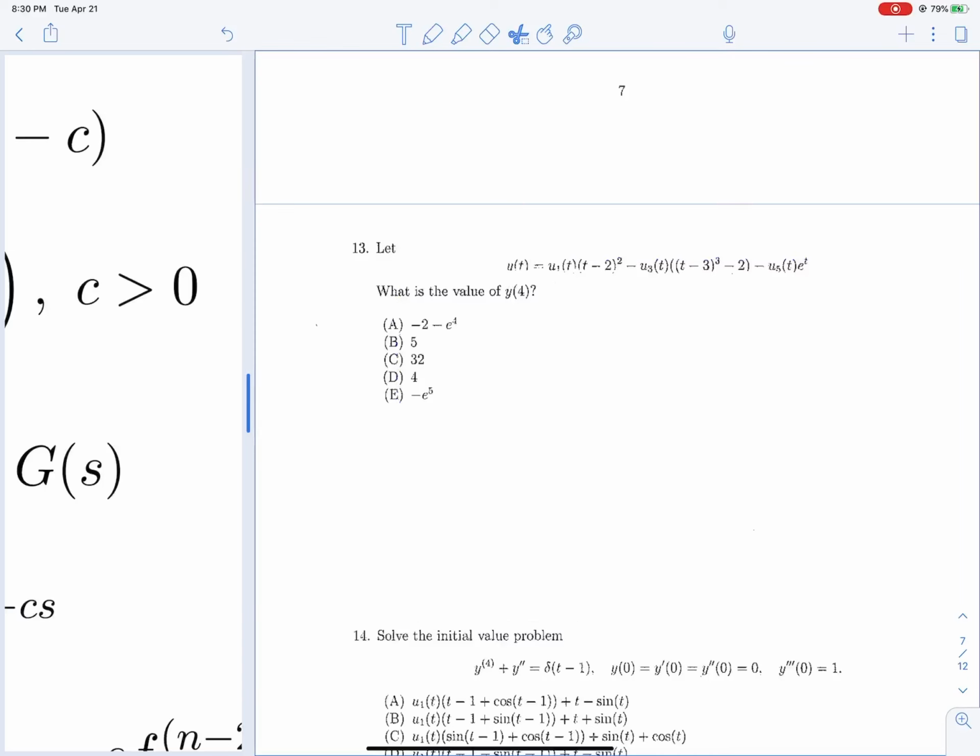So all we have to do up here, if we're finding y at 4, well, we see we have a u5 of t. That hasn't activated yet, so that whole component will be multiplied by 0, and this will be this bit right here. This u1 of t will be equal to 1, so we can just ignore it, and this u3 of t will be equal to 1. So if we're evaluating this at 4, 4 minus 2 squared is 4 minus 3 cubed, which is 1, minus 2 is negative 1, plus 4 is, minus 4 minus negative 1 is 5.